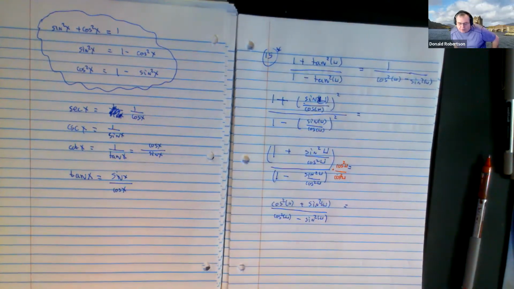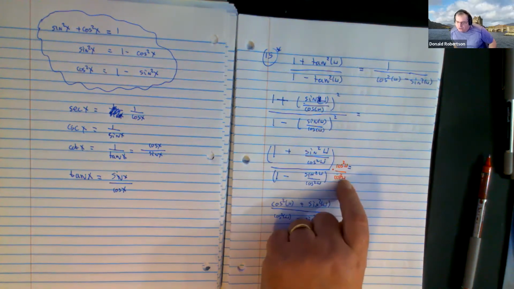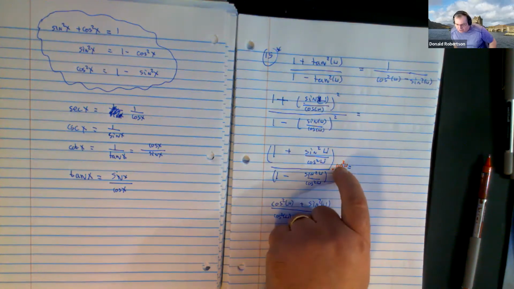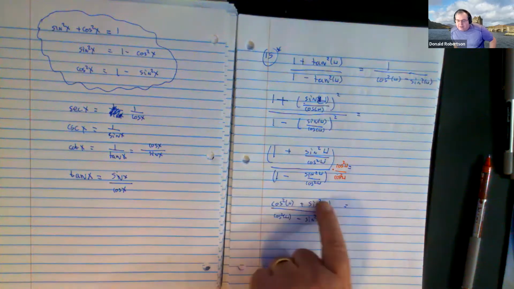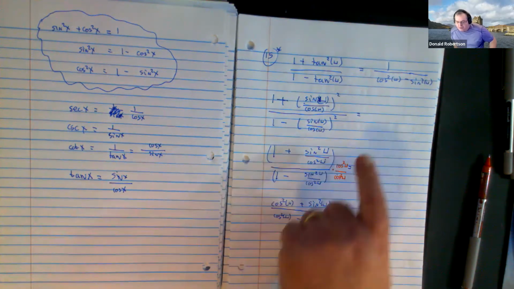There's a rule of algebra that says if you multiply a fraction by 1, you don't change the answer, you just change how it looks. So 1 can be anything. It can be 10 over 10, or in this case, cos squared u over cos squared u. Would you agree that's just 1? But the advantage is I now have that. Now, it's getting really close. Agreed?